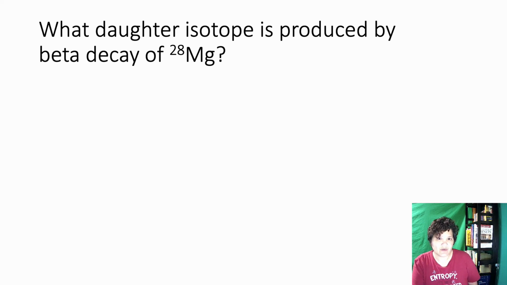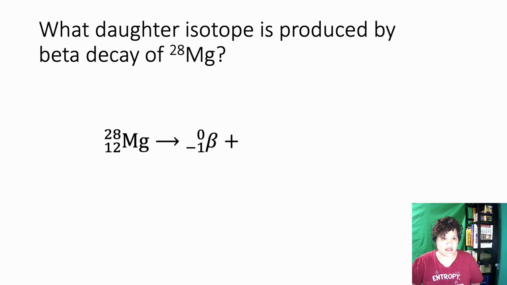When you're doing one of these things, the first thing you're going to do is write the isotope that you're starting with, the parent isotope, which in this case is magnesium-28. And it would be very useful to know what the atomic number of magnesium is, so you can look at your periodic table. Magnesium is element number 12. So now we have magnesium-28 with atomic number 12, and it's going to undergo beta decay. So we know what a beta particle is. It's written this way: 0 mass number, -1 atomic number.